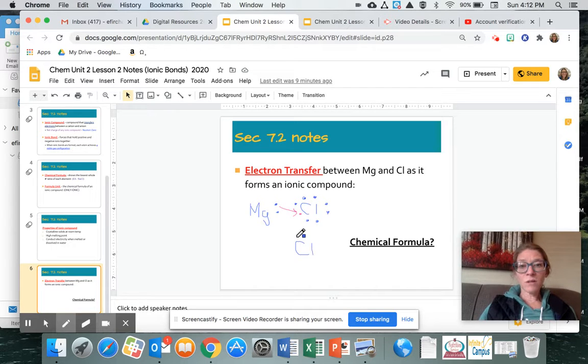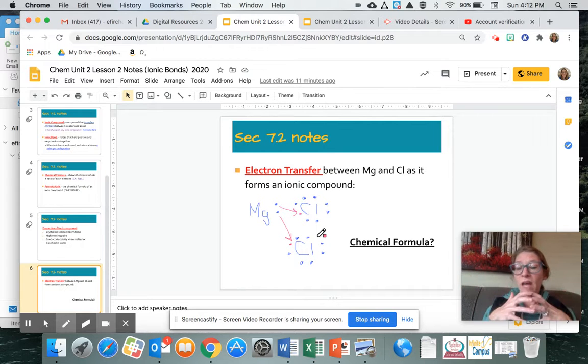So if we added another chlorine, each chlorine atom is going to have 7 valence electrons. So we'll draw those electrons in. So now, again, this chlorine wants to gain 1 electron. This magnesium wants to lose 1 electron. So now this electron will get transferred to the new chlorine atom. So now magnesium has lost both of its electrons. Each chlorine has gained 1 electron. So in order for the electron transfer to be complete, we needed 1 magnesium atom and 2 chlorine atoms.